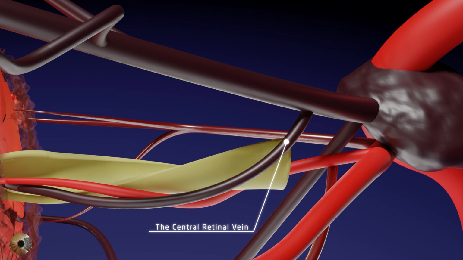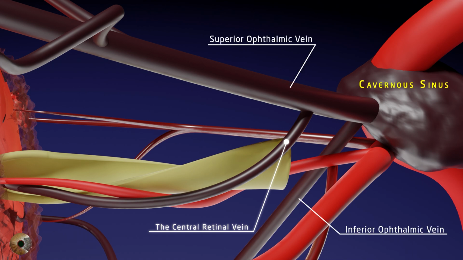The central retinal vein has more variability in its drainage pattern. In most cases, it drains directly into the superior ophthalmic vein, but in about 20 to 40% of people, it drains directly into the cavernous sinus.